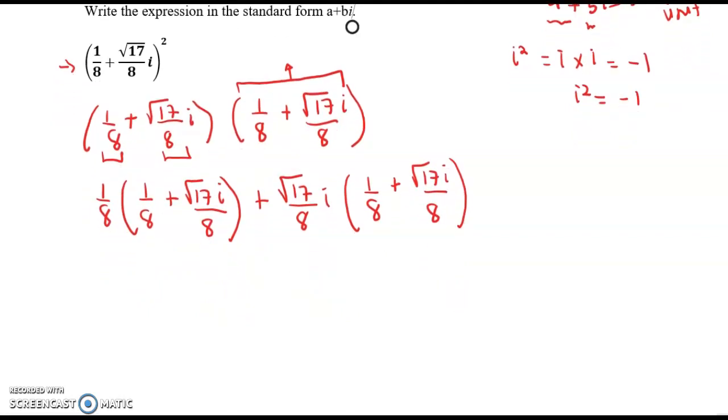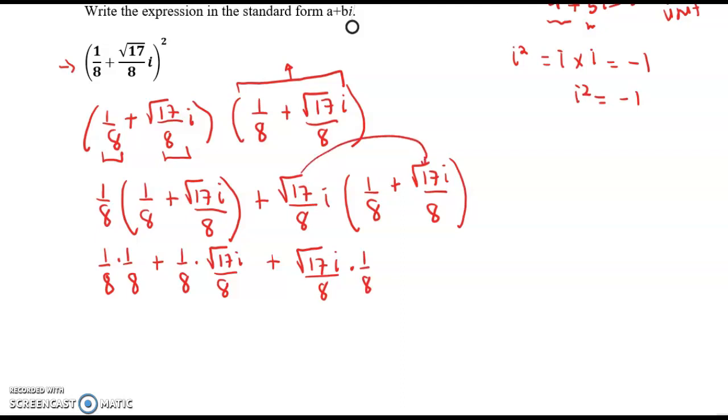So now we're going to multiply. 1/8 times 1/8, plus 1/8 times square root of 17i/8, plus square root of 17i/8 times 1/8. Then you have the last part, which is square root of 17i/8 times square root of 17i/8.